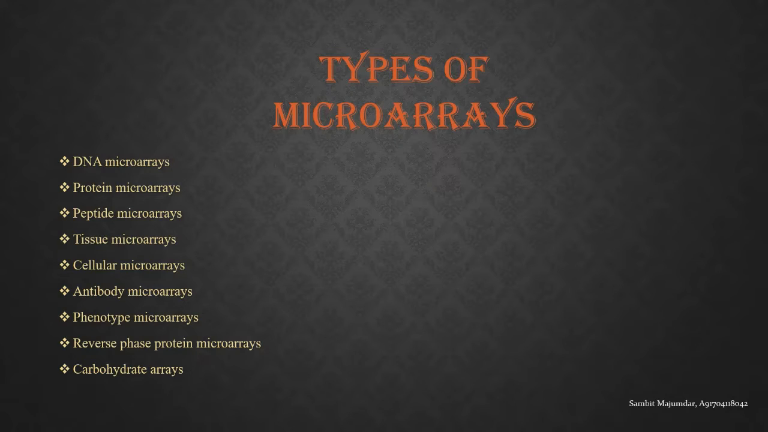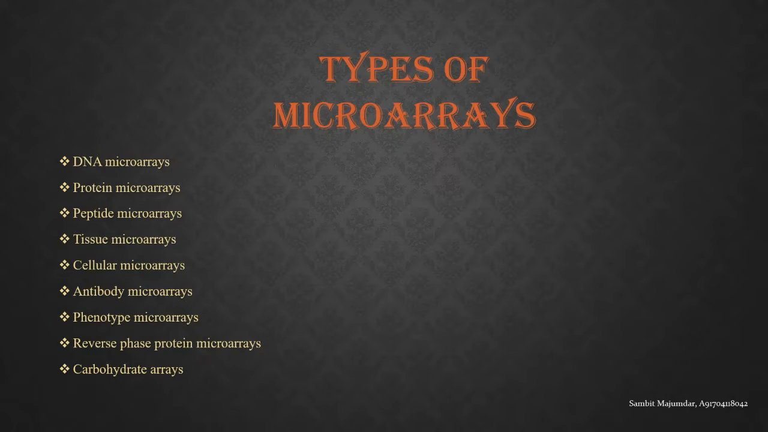Next is tissue microarray. This type of microarray is used mainly in pathology. Next, cellular microarray, which is also called transfection or living cell microarray, and is used for screening large-scale chemicals. Next, antibody microarray, which is used for detecting antigens that are protein-specific microarray.